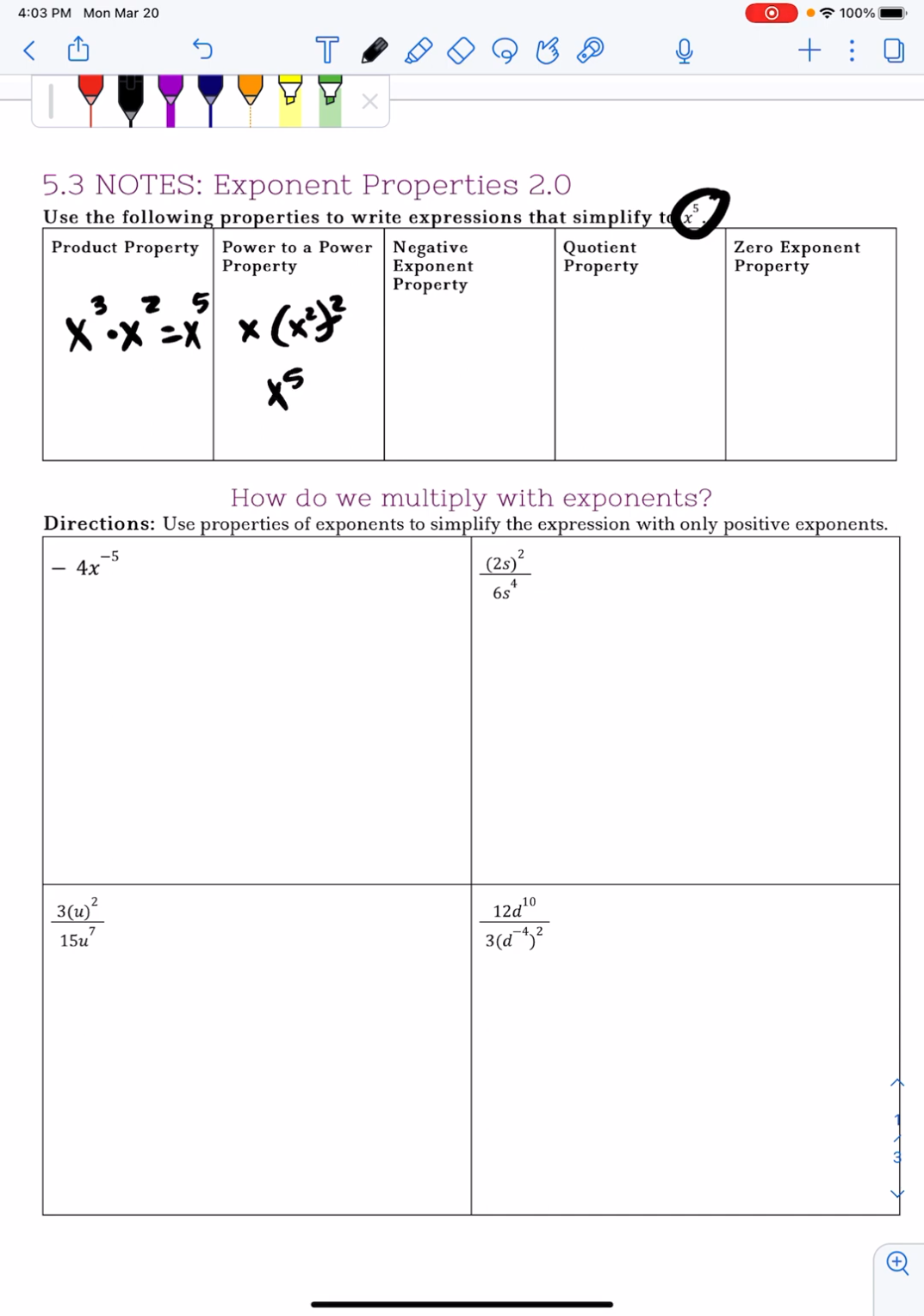power 5 again. Negative exponent says, help, I'm on the wrong side of the fraction. So if I had 1 over x to the negative 5th, that's the same as x to the positive 5th.